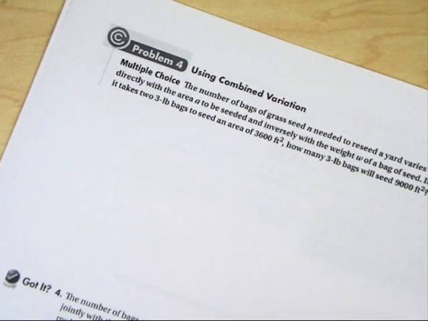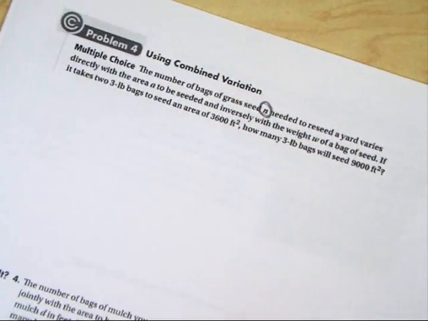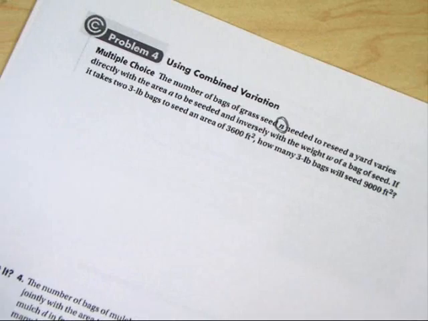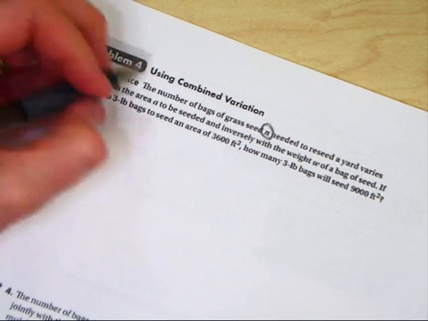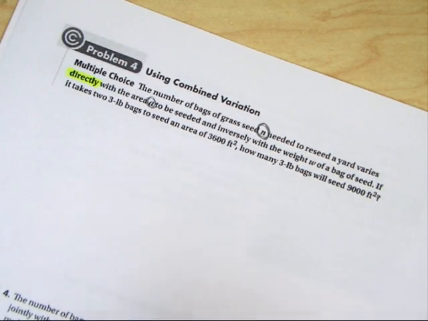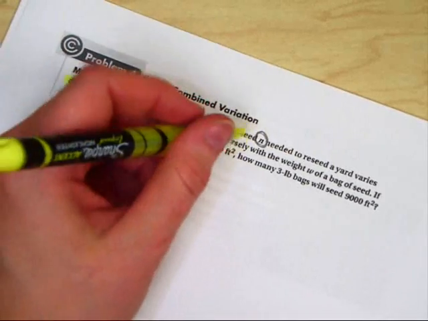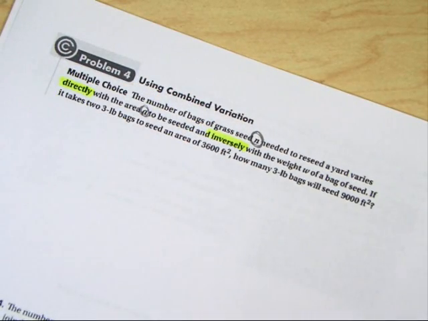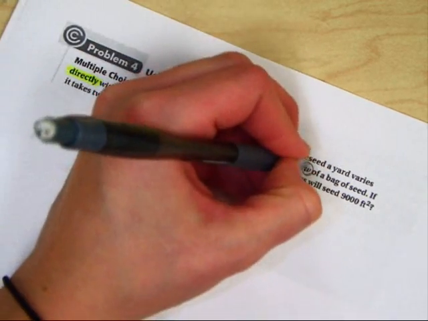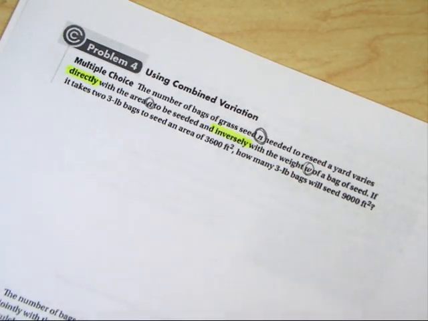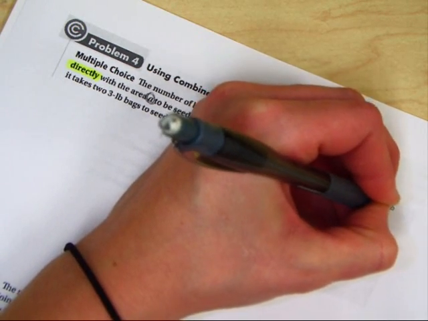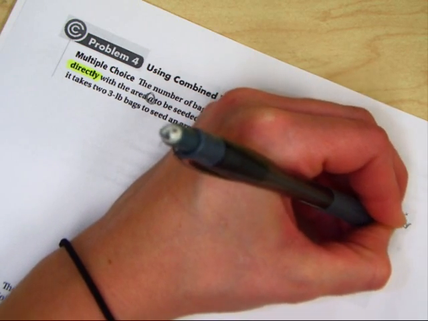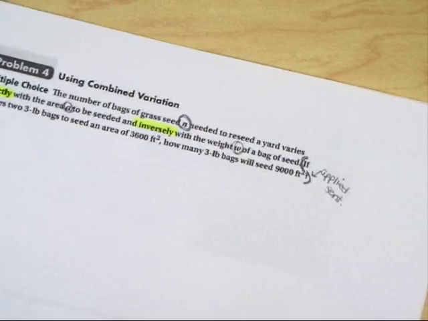Combined variation. The number of bags of grass needed, that's N, let's circle all our variables, to reseed a yard varies directly. I'm going to highlight some important words. So there's directly with the area A to be seeded, and inversely, there's one of those keywords, with the weight W, there's another variable, the bag seed. And then they give us a sentence that we can actually apply. Okay? And I'm going to write that down. That's the applied sentence, so we're going to have to use that in a little bit.